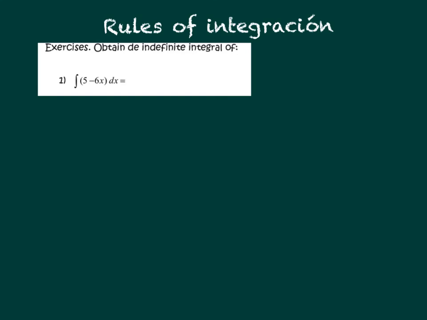Well, now I'm going to take the exercises from the notes. This one is the first one, and it says the integral of (5 minus 6x) times dx. As you can see, the dx is multiplying both terms. So the first rule I'm going to use is the addition or subtraction of integrals.